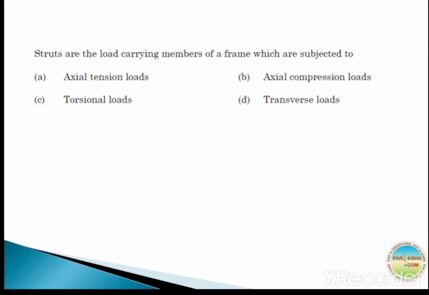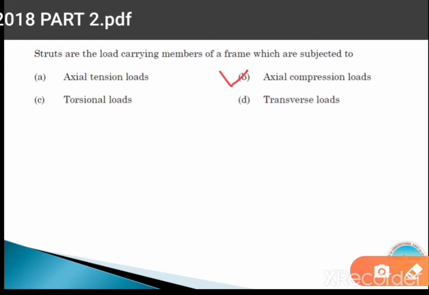The next question is: struts are the load carrying members of a frame which are subjected to axial tension loads, axial compression loads, torsional loads, or transverse loads. The correct answer for this question is axial compression loads. The explanation for it is: struts are inclined members subjected to axial loads and supported by hinged or pin jointed supports at both ends. They are designated as compression members. Now proceeding to the next question.